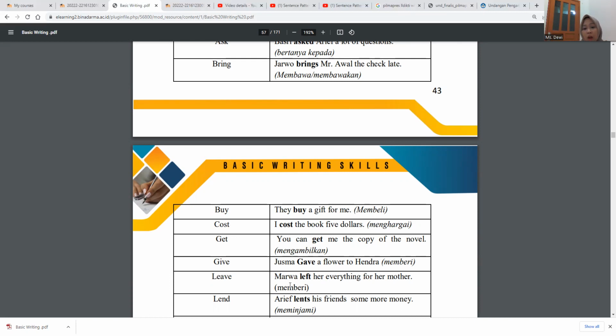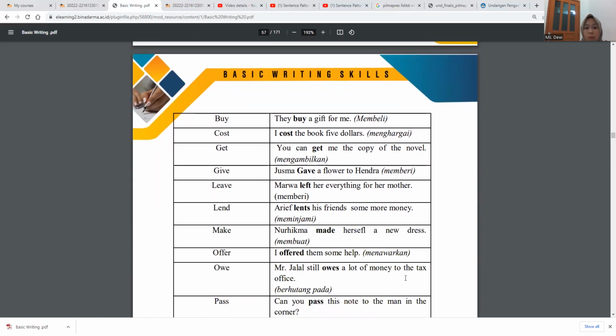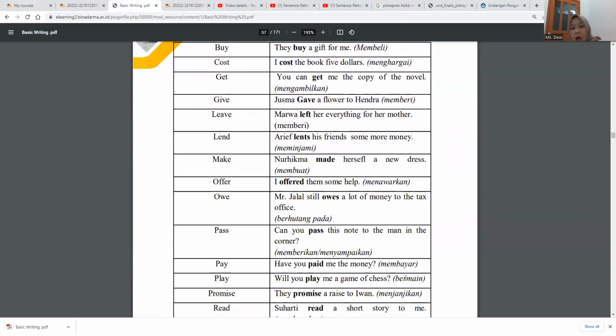Leave: Marwa left everything for her mother. So the first one is everything. The second is her mother. And lend: Arif lends his friend some more money. So the first object is his friend and the second one is more money, and so on. Yeah, we have made: Nur Hikmah made herself a new dress.